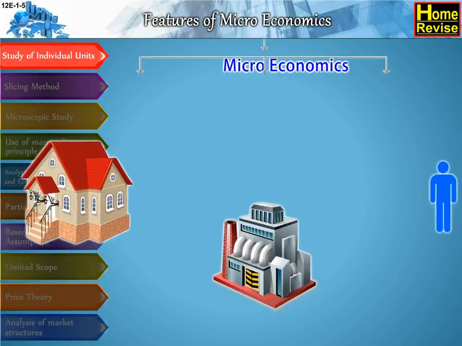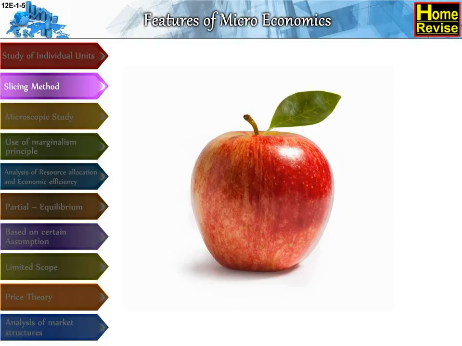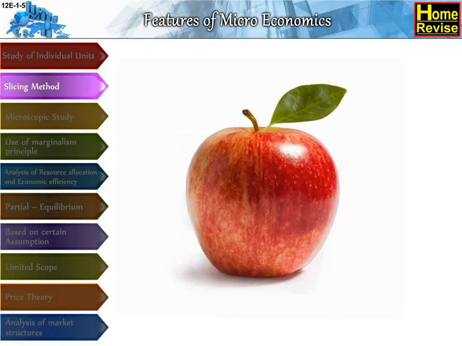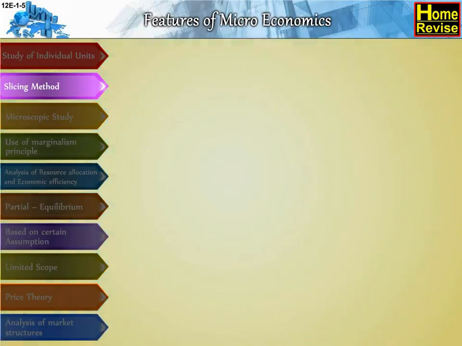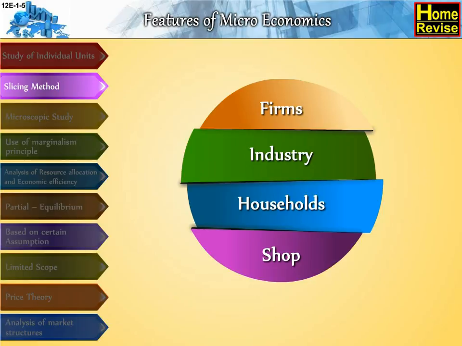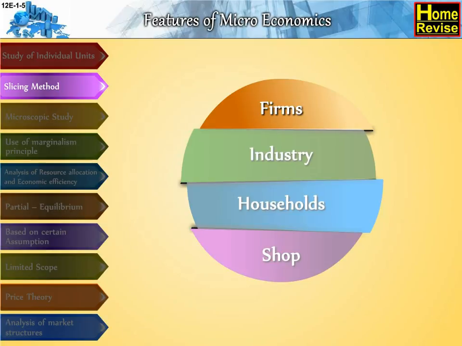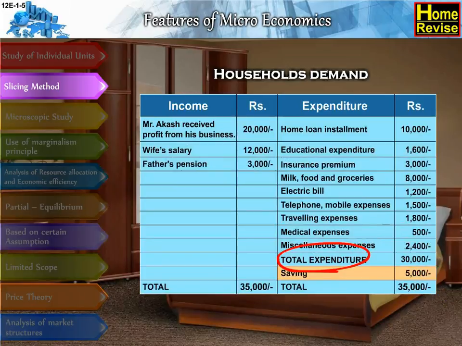The second feature of microeconomics is slicing method. To know the taste of an apple, people never eat the entire apple at a time, but they cut the apple into small slices and then eat. Microeconomics divides or splits the economy into small individual units and then studies each unit in detail. Example, studies of a particular household demand in detail.